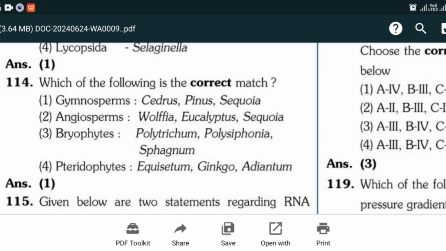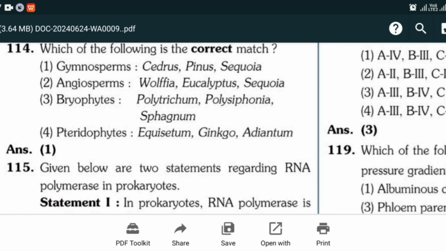Then in bryophytes, Polytrichum, Polysiphonia, Sphagnum. Here, Polysiphonia belongs to algae, that is red algae. Then pteridophytes, Equisetum, Ginkgo and Adiantum. Here, Ginkgo belongs to gymnosperms. Equisetum and adiantum belong to pteridophytes. So the correct arrangement is the first option, that is gymnosperms contain cedrus, pinus and sequoia.